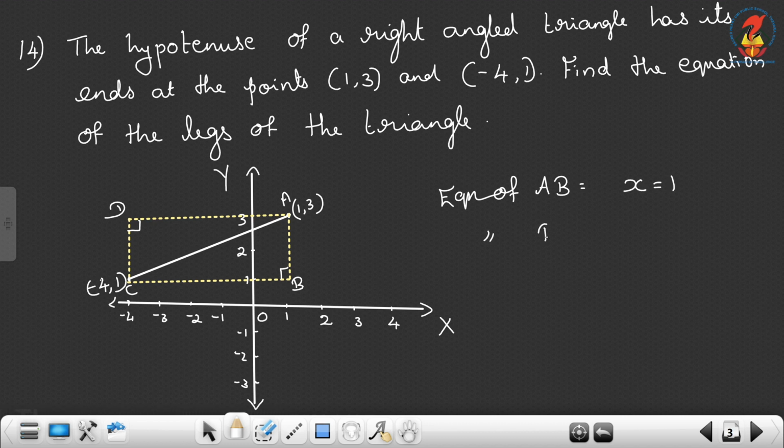Now, equation of BC. BC is parallel to x axis. So, the equation is y is equal to constant. So, y through which point? Y is equal to 1.